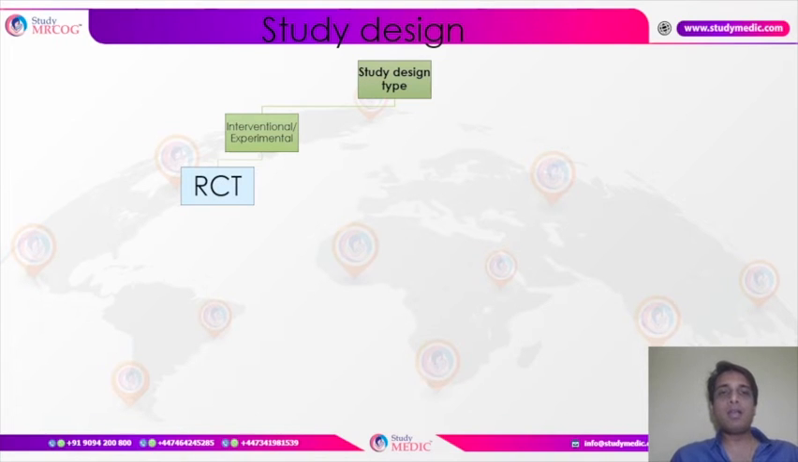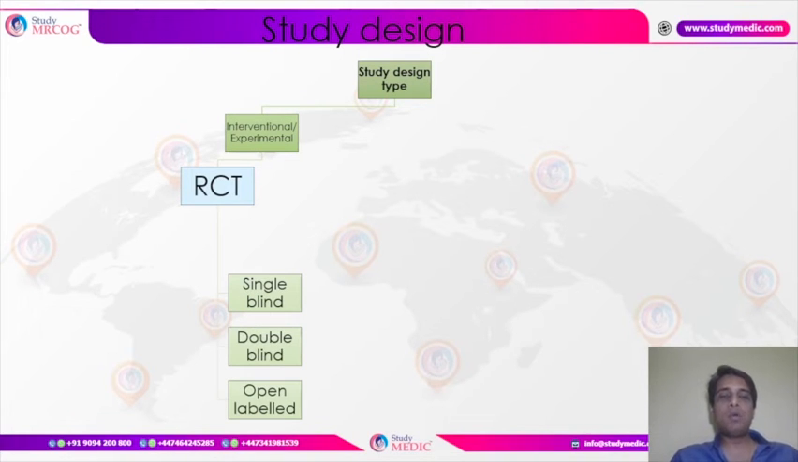They may be randomized. The patients may be randomly allocated to an intervention or control arm, or placebo arm, for example RCTs, clinical trials. It may be single blind, double blind, open labeled, parallel, or crossover.